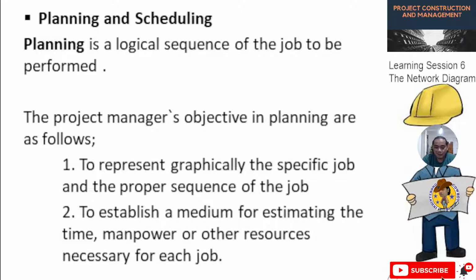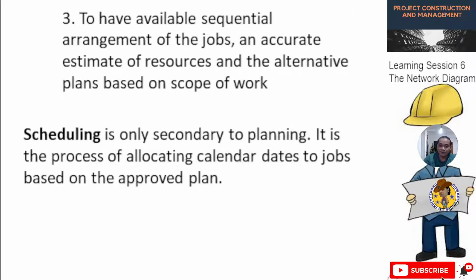Maybe that project will not be completed. Okay? And number two, you have to establish a medium for estimating the time, manpower, or other resources necessary for each job. Then number three, you have to have available sequential arrangement of the jobs. So, an accurate estimate of resources and alternative plans based on scope of work. Scope of work means the tasks or activities that you need to complete as per your contract to the owner. So you need to know your scope of work.